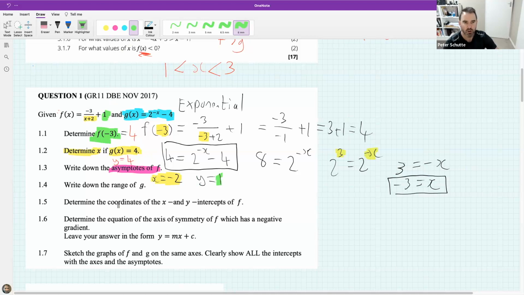Okay. Find me the range of g. So now the range concerns the y values. For what y values am I going to be in between here? I'll get rid of some of this.